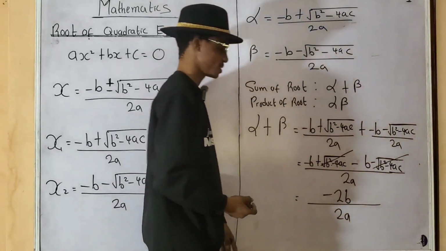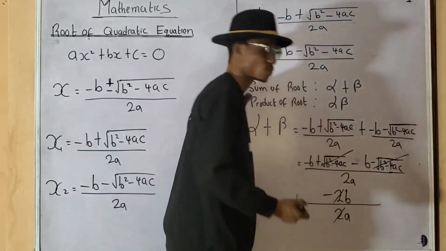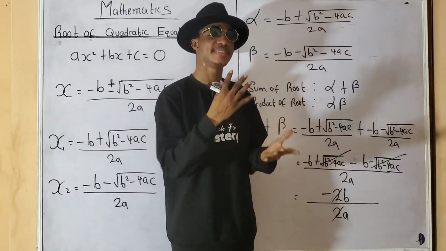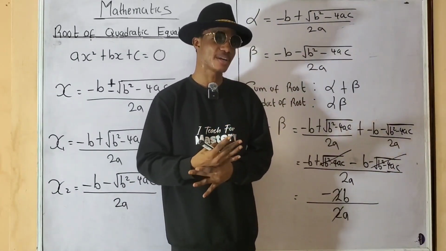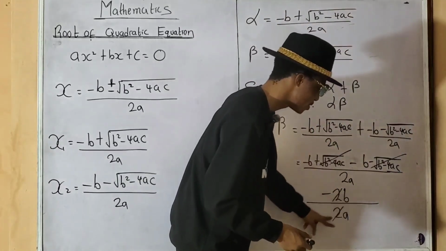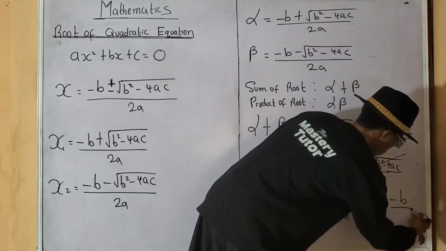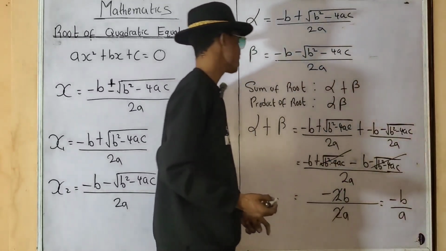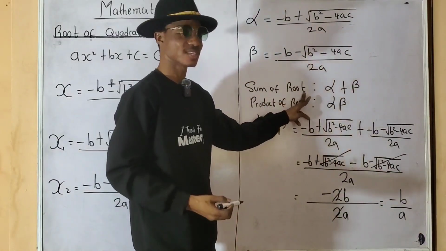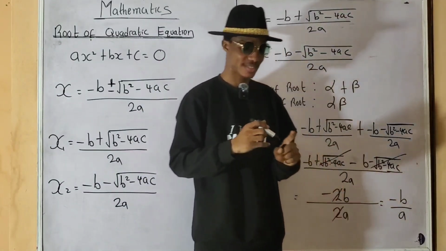Okay, now listen. This negative 2 and this positive 2. When you divide a negative number by a positive number, you're going to have a negative number, right? So that means -2b over 2a. This will result in -b/a. So that means that the sum of the roots is what? Minus b over a.